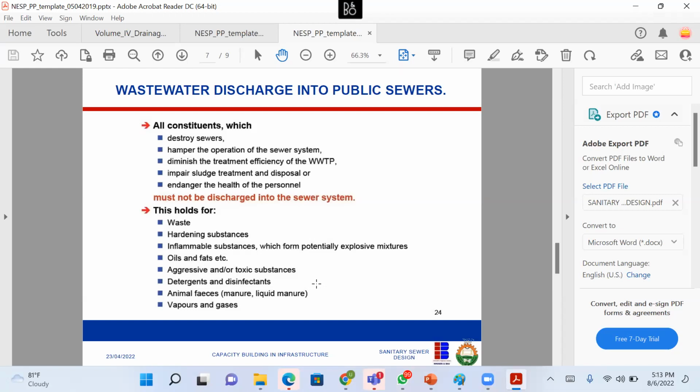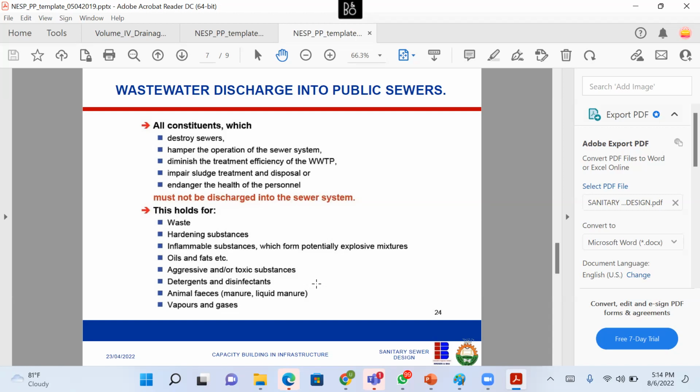There are some rules that guide wastewater discharge into sewers. Number one, you don't allow constituents that destroy sewers to get into the sewer. You don't allow water or constituents that hamper the operation of the sewer system. You cannot start pouring acid or dangerous chemicals into your sewer system, it will damage it. Then you don't allow things like grease, oil, or chemicals that diminish the treatment efficiency of the wastewater treatment plant. You also don't allow discharge that will impair sludge treatment, basically non-biodegradable organic contents like grease, oils, different types of it, petroleum.